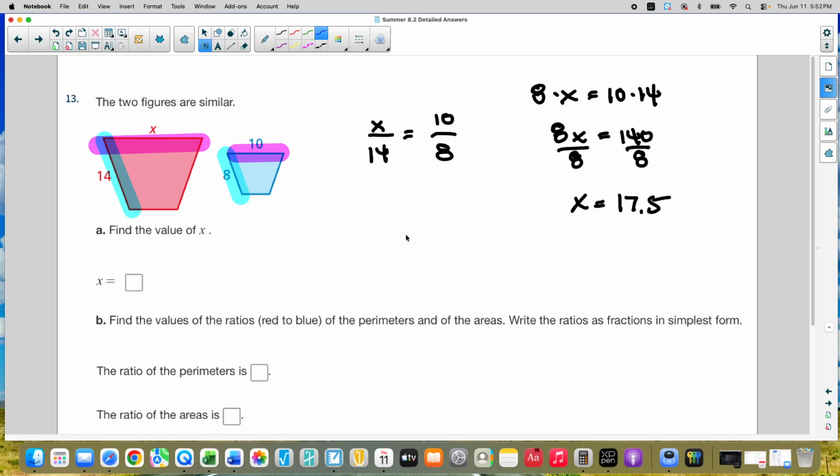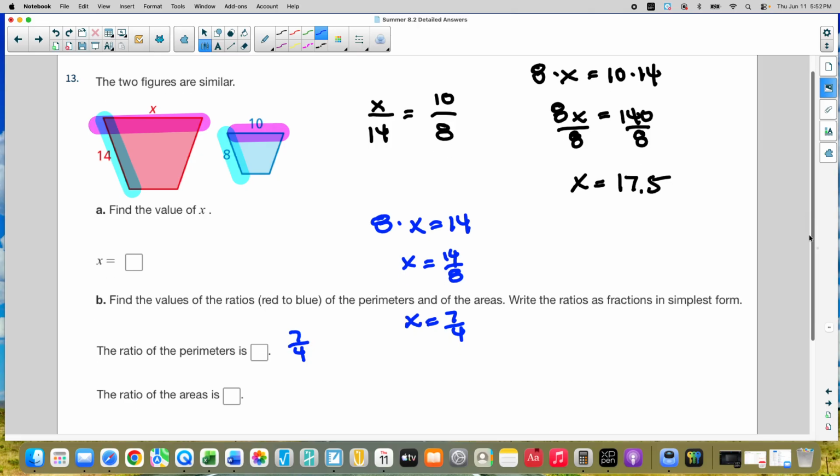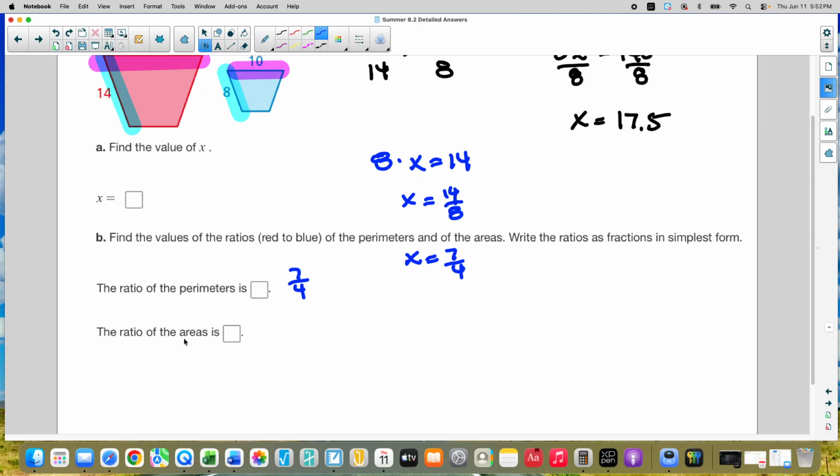So what are we multiplying? 8 times what equals 14? Well, you'd solve for x, and you get 14/8, or x is equal to 7/4. So the ratio of the perimeter is going to be 7/4, and because it's 2 dimensions for the area, meaning the length and the width, that's going to be 49/16. That's a very tricky one. We just square because it's that proportion by the length and the width, or the height.